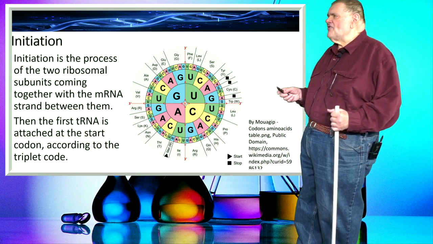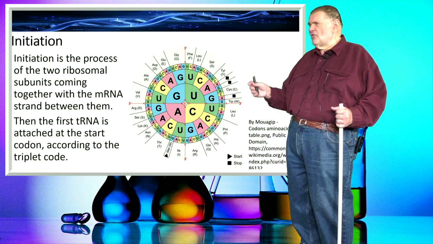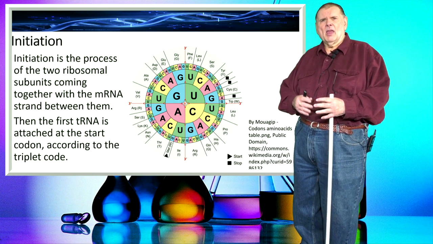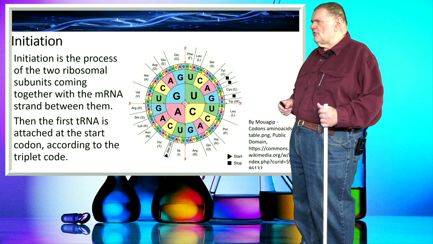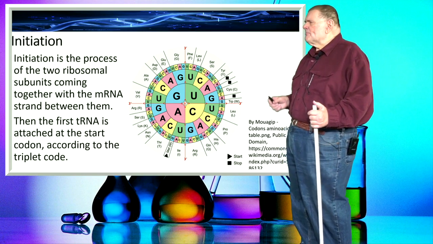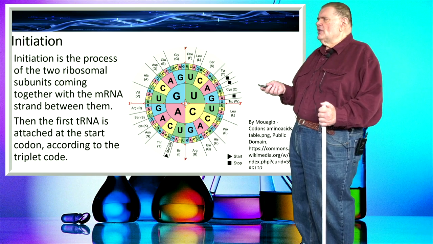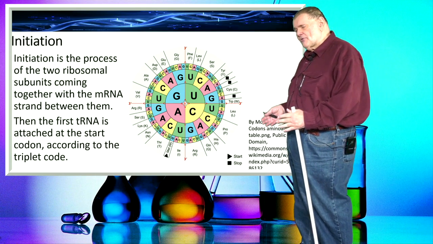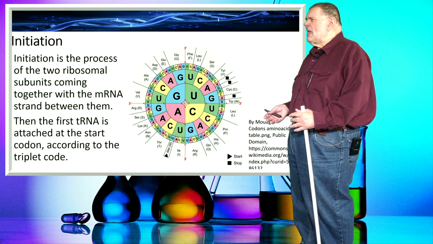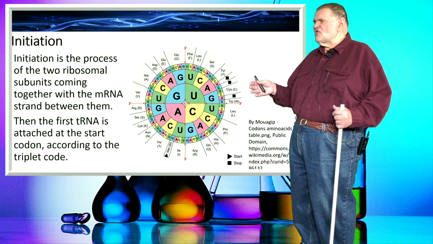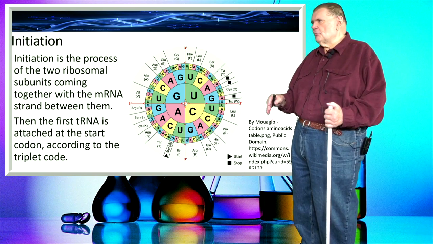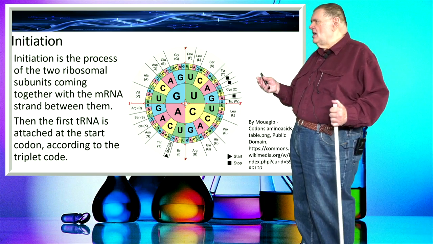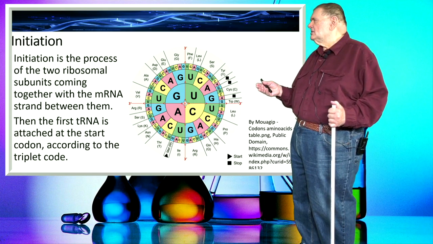Initiation is that process of the two ribosomal subunits coming together and then the messenger RNA strand being at the interface between the two units. Then the first transfer RNA, which is another kind of RNA we mentioned before, attaches to the start codon, reading the triplet code, the three bases that form it.